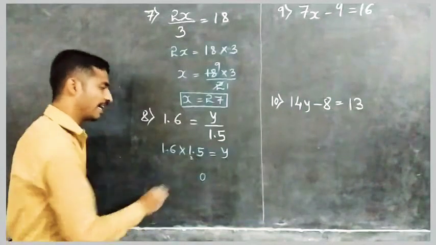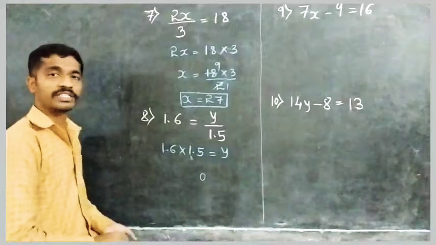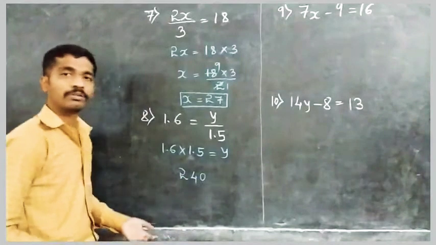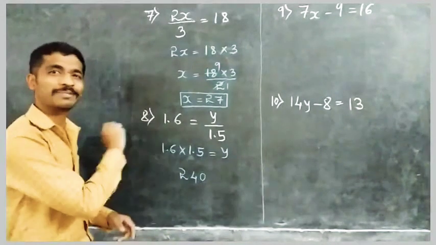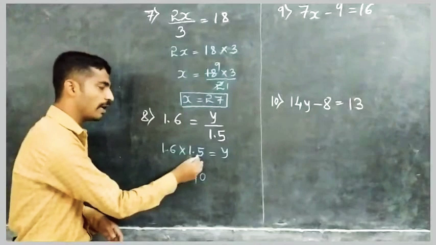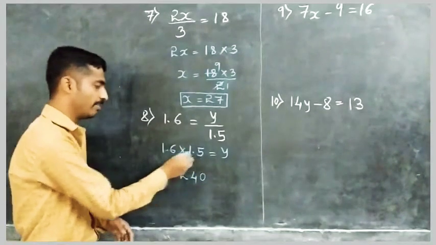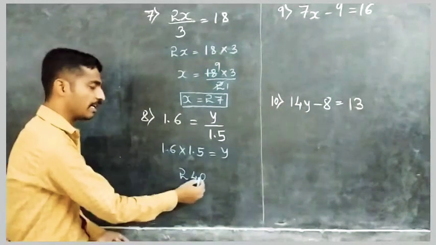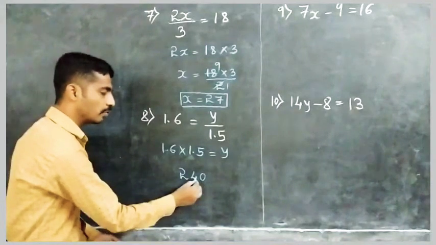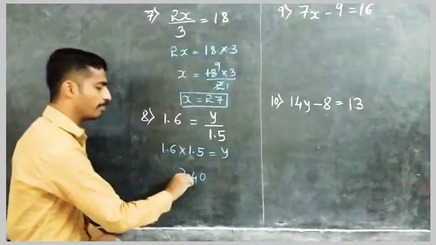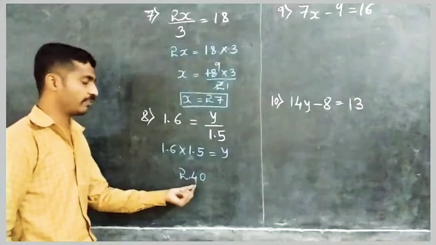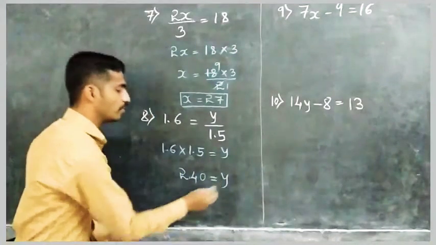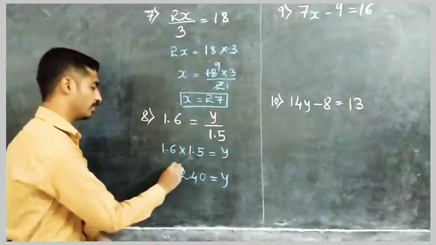16 5s are 80. Carry 8. 16 ones are 16. 16 plus 8, it becomes 24. Okay. Now consider the decimals. Here after one number you have the decimal point. Here one number, here one number. Totally how many? Two numbers. So now put the point in the answer. So 1, 2. After two numbers, put here point. So our answer is 2.4, or else you can say it as 2.40 also, equal to y. So our y value is 2.40.